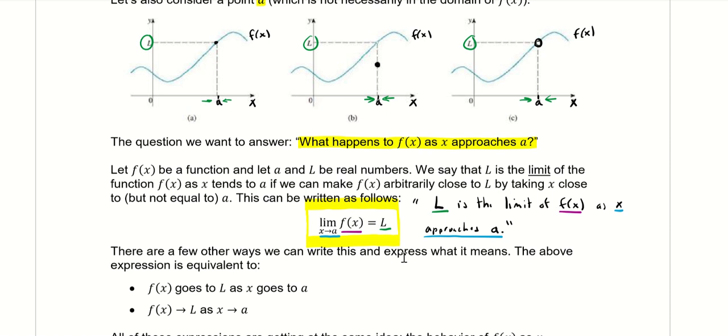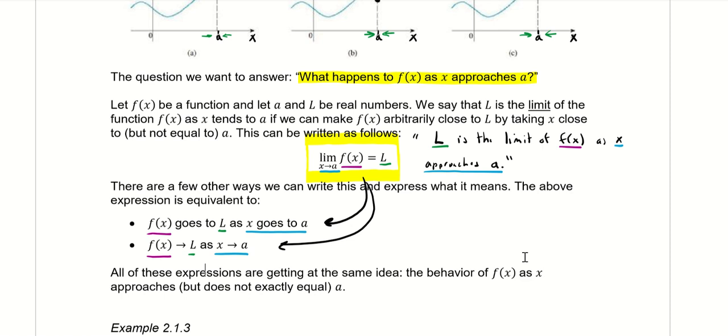Now there's a couple other ways that you can write or express this, and it means the same thing, they're just a little bit different with the language. Same thing: f of x goes to L as x goes to a. Or maybe a little bit more symbol-involved: f of x goes to L as x goes to a. They all mean the same thing, they're just written slightly differently.